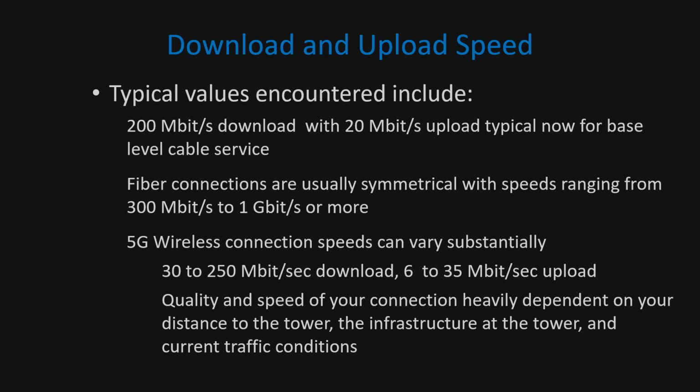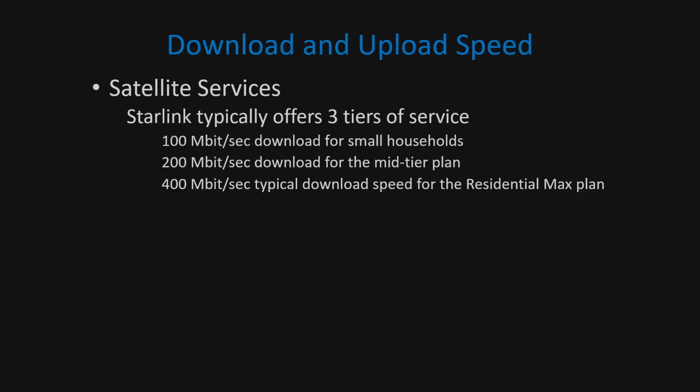T-Mobile connection. As of this recording, Starlink currently offers 3 tiers of home residential internet service. They have a 100 megabit per second plan for small households, a 200 megabit per second plan is their mid-tier, and a 400 megabit plan that they call Residential Max. However, these speeds are download only.